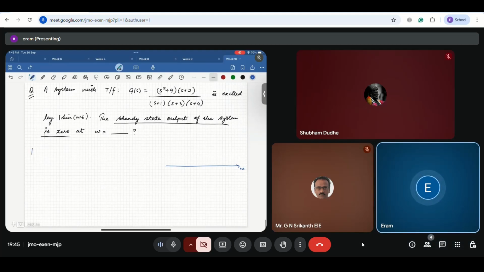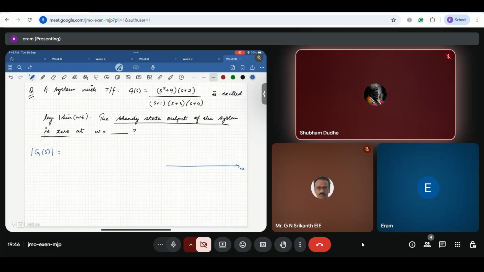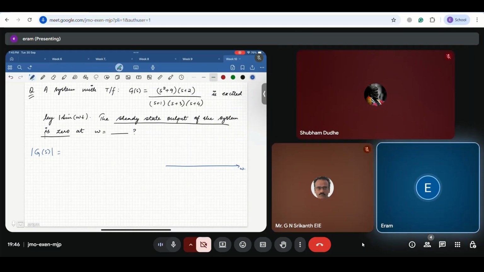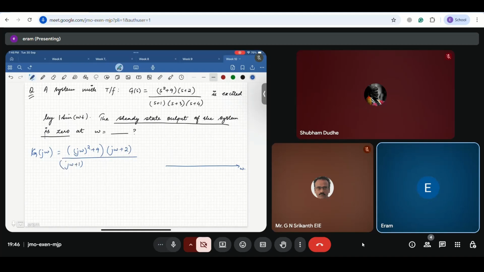Okay, let's first calculate the magnitude of g of s. How can we calculate it? Put s equal to j omega. Yes, so it will be j omega square plus 9. So first I am just calculating g of j omega, j omega plus 2, j omega plus 1, j omega plus 3, and j omega plus 4.